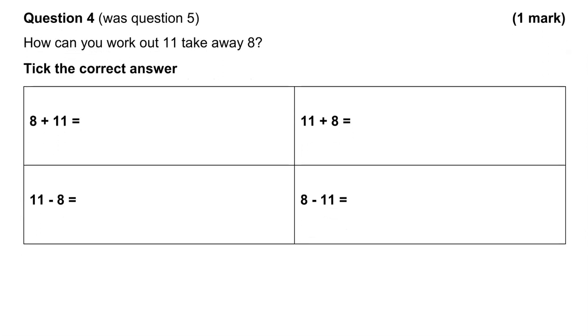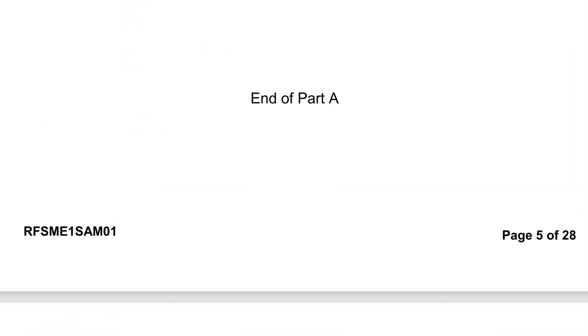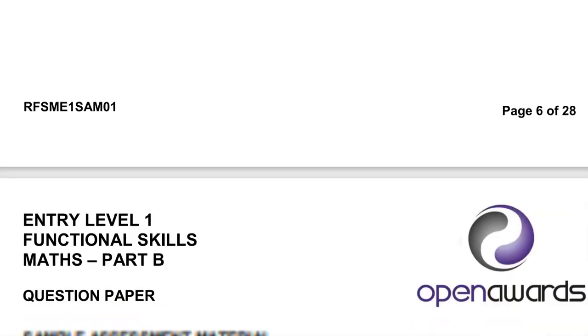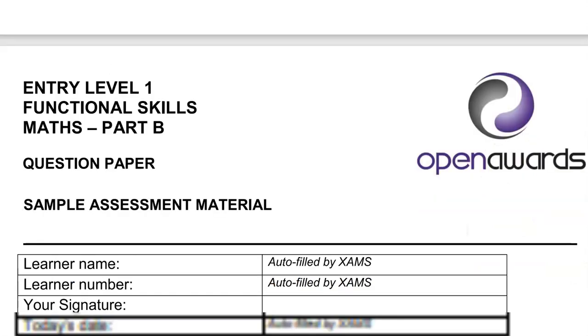How can you work out 11 take away 8? Tick the correct answer. So take away, the symbol for that is the minus symbol. So it's 11 take away 8. Where is that? That's this option here. And this is the end of the first part. We'll now look at the second part, where you can use a calculator.